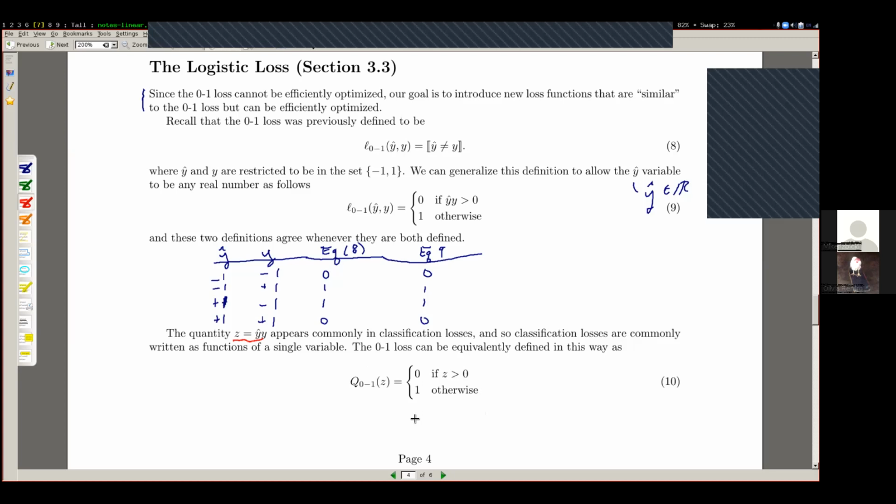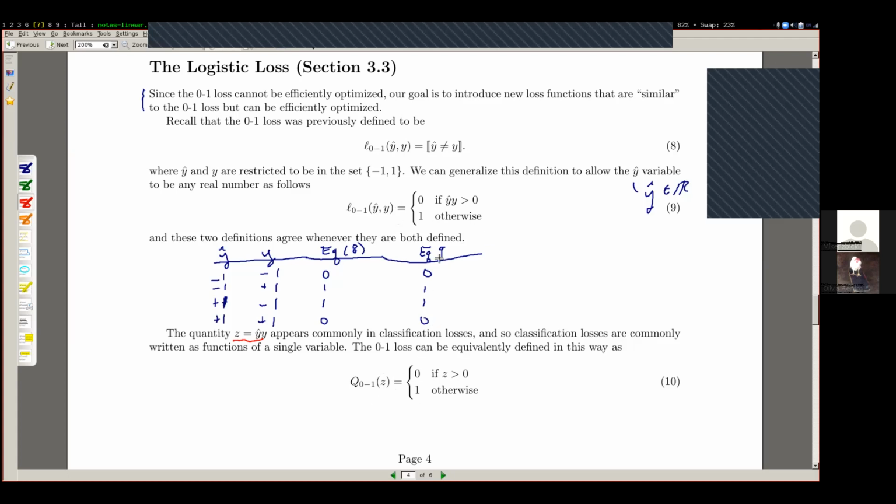Yeah. How is the logistic loss defined? So the question is, how is the logistic loss defined? We haven't talked about a logistic loss yet. We've only talked about a 0-1 loss. All three of these functions are the 0-1 loss, just different definitions. So when you say the new 0-1 loss, which one of these are you referring to?